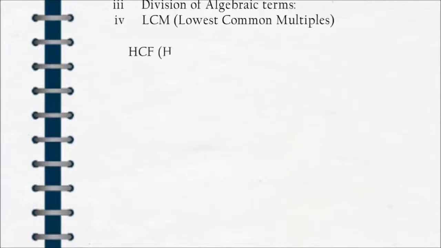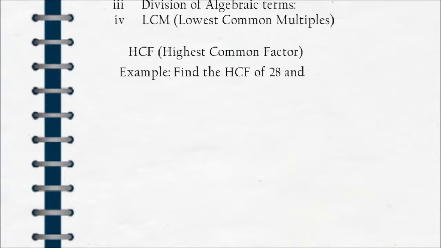Today we'll be looking also at HCF, which is the highest common factors. Alright, so HCF here refers to the highest factor or the greatest factor that two or more numbers have in common. A quick example would be: find the HCF of 28 and 42.